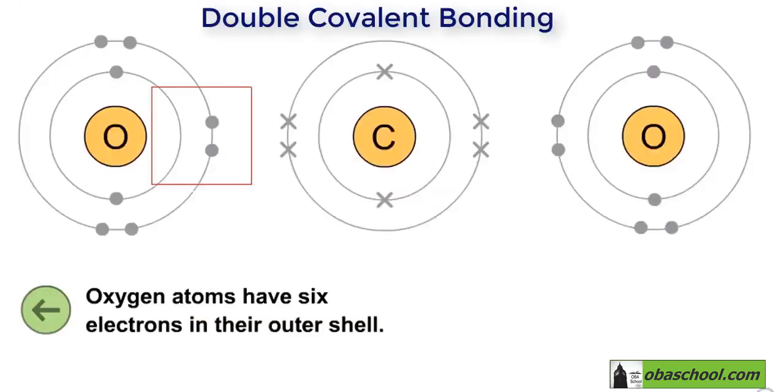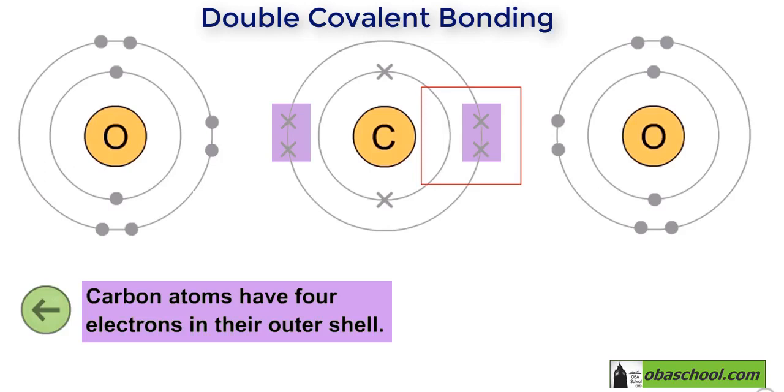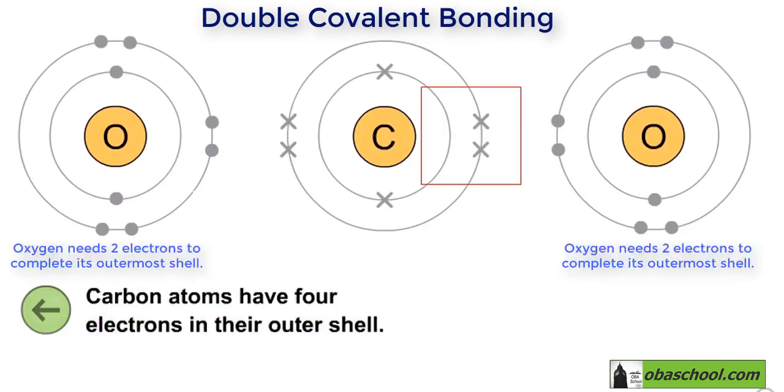What about double covalent bonding? Double covalent bonding means sharing 2 pairs of electrons, and not only 1 as we saw earlier. Oxygen atoms have 6 electrons in their outer shell. Carbon atoms have 4 electrons in their outer shell. So oxygen needs 2 electrons to fill its outer shell, while carbon needs 4 electrons to fill its outer shell.